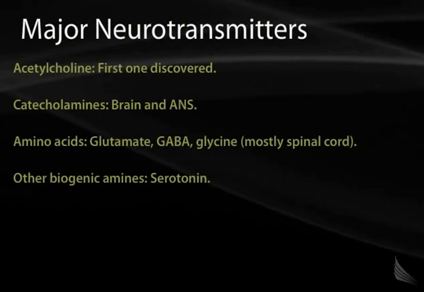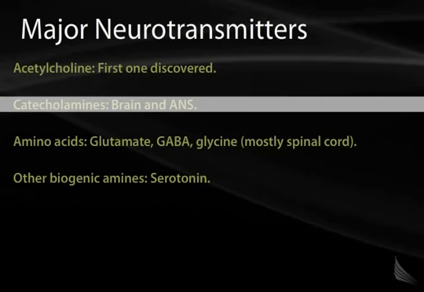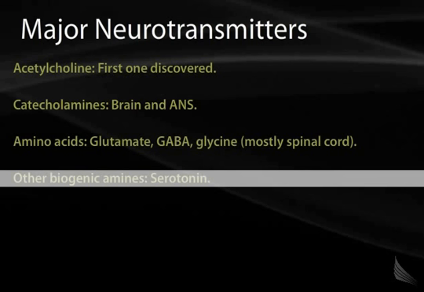So the major neurotransmitter systems that we'll talk about today are acetylcholine. This was the first neurotransmitter discovered, for which we have quite a bit of knowledge. Catecholamines, which are found both in the brain and in the autonomic nervous system. Certain amino acids serve as neurotransmitters, such as glutamate, GABA, and glycine. Glycine is primarily found in the spinal cord. And other biogenic amines can serve as neurotransmitters, and the one that is of the most importance in this respect is serotonin.